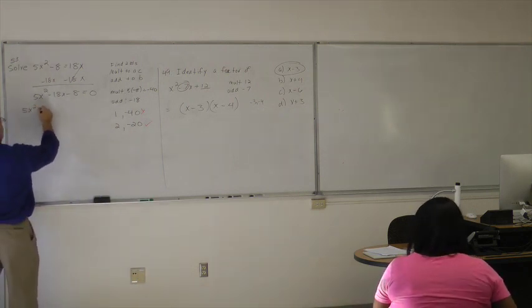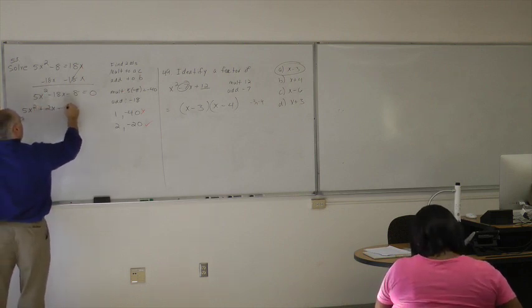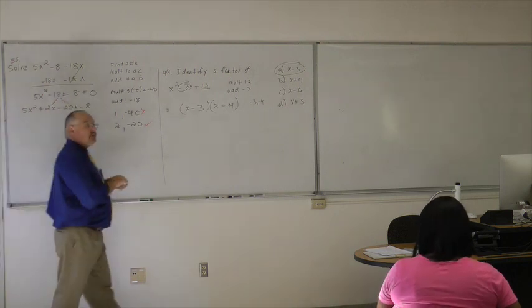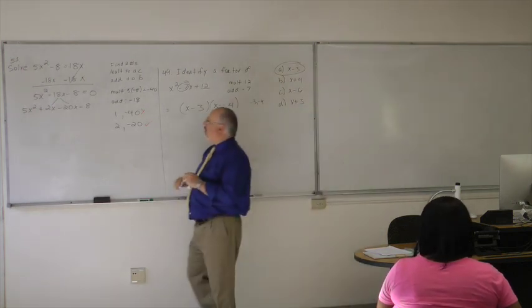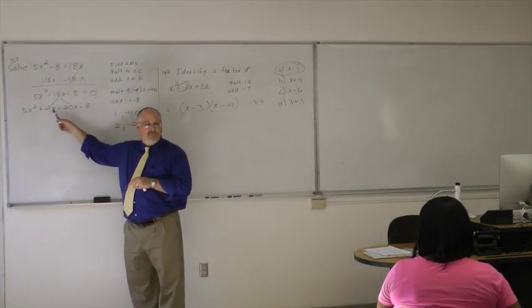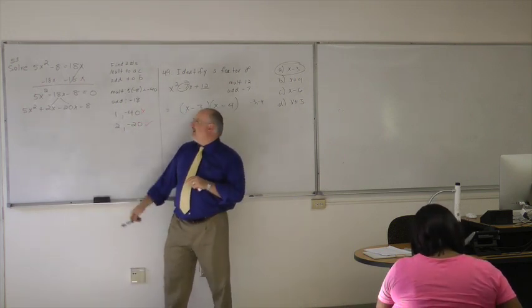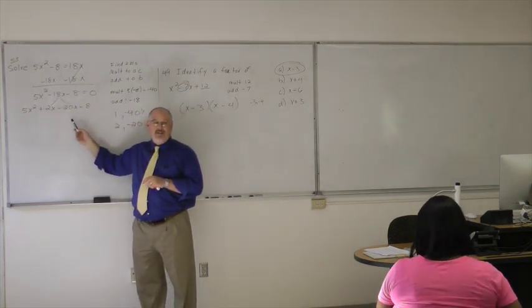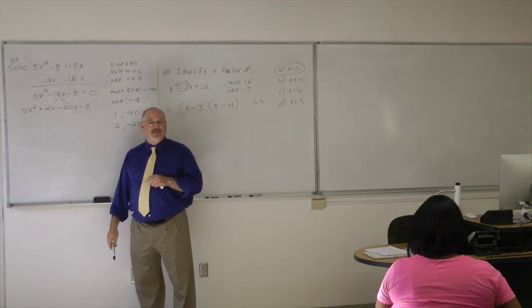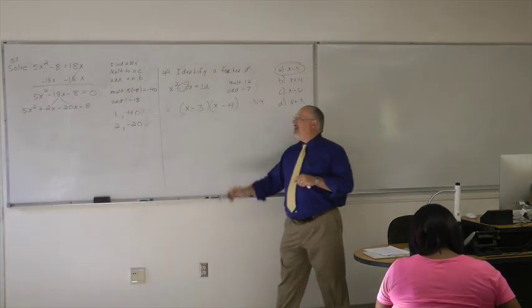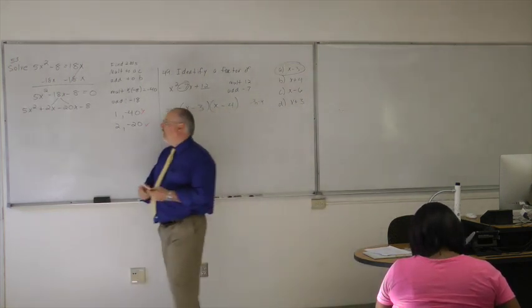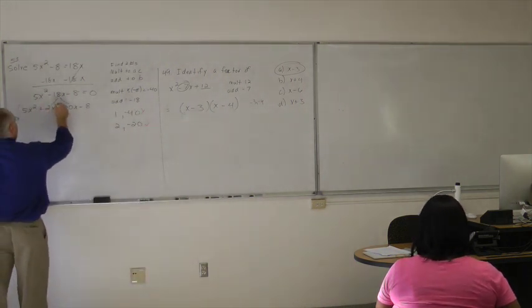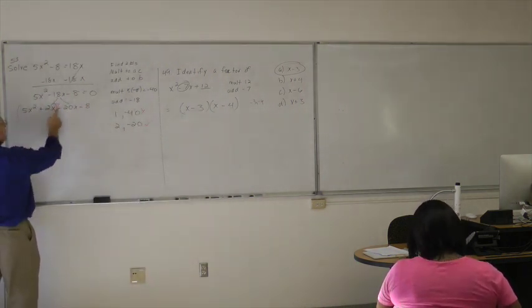So we have 5x squared plus 2x minus 20x minus 8. What is this process called? Well, sometimes it's called the AC method. You guys have seen that. It's also called splitting the middle term. The reason why it's called splitting the middle term is I took the middle term and I split it. We're not very creative with our names. Now that I have 4 terms, I can factor by grouping. So we group the first pair and the last pair. Now you have to be careful with this negative here in the middle.